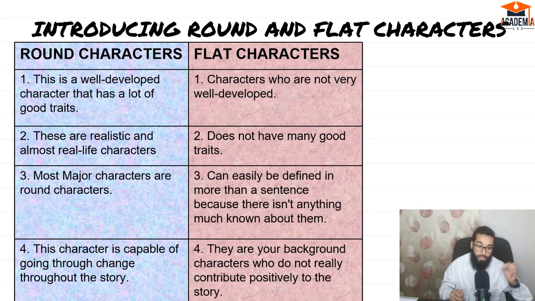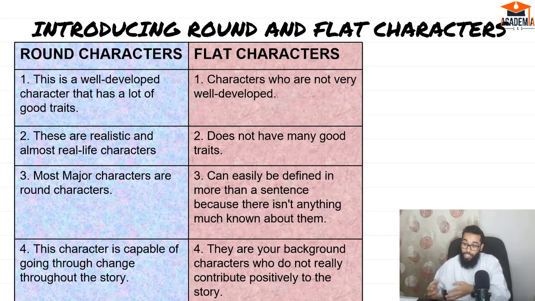Now, number four, this character is capable of going through changes throughout the story. This character changes a lot throughout the story. For example, he's a very happy person and then becomes sad, or very angry and then becomes very calm, in a sense. So his personality changes. A lot of changes happen to these characters. That's why they're round characters. They change a lot throughout the text. So he's capable of changing, or she's capable of changing.